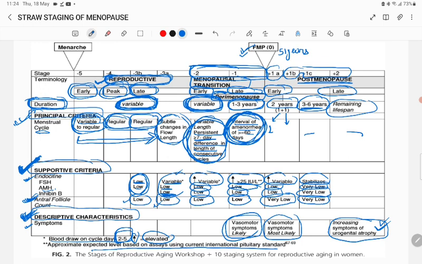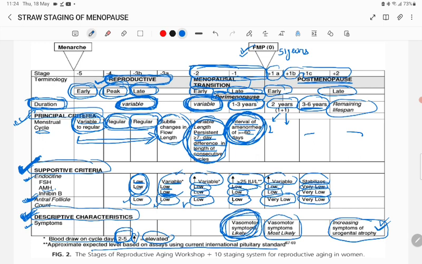Okay. Then in the supportive criteria, FSH will be increasing, and in the early and late phase there will be more than 25 international units per liter. Then AMH is low in the early and late phase, and inhibin B is also low in the early and late phase. Antral follicle count is low in the early and late phase, and in the late phase of the menopausal transition the vasomotor symptoms are likely to develop.